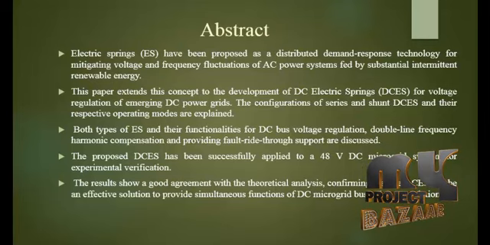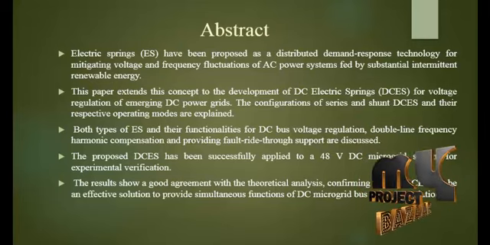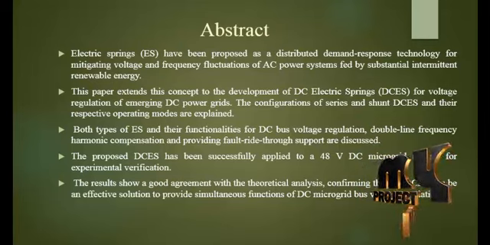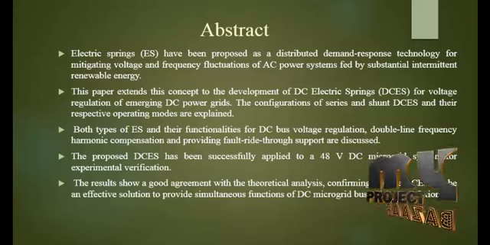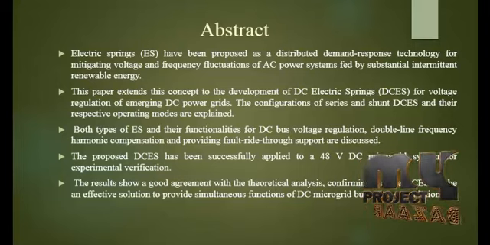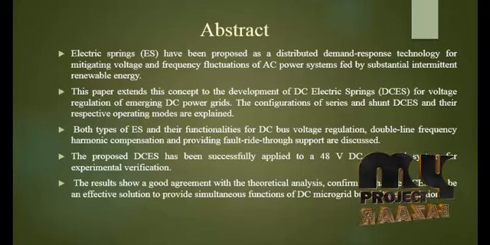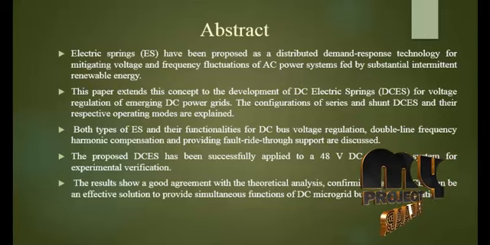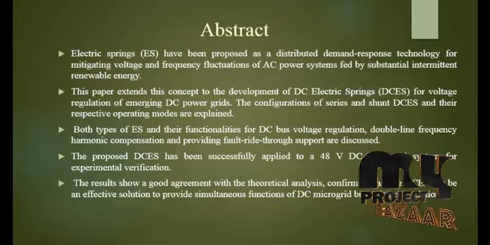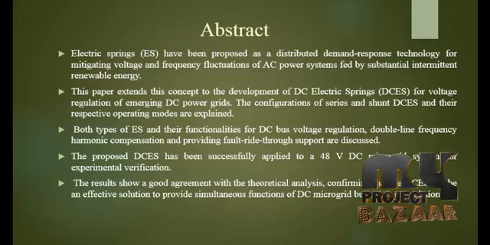Both types of electric springs and their functionalities of DC bus voltage regulation and double line frequency harmonic compensation are discussed. This shows good agreement with the theoretical analysis and confirms the DC electric spring can be an efficient solution for voltage regulation in DC microgrids. The electric spring has been proposed as distribution demand response for the voltage and frequency fluctuation of AC power systems fed by intermittent renewable energy systems.